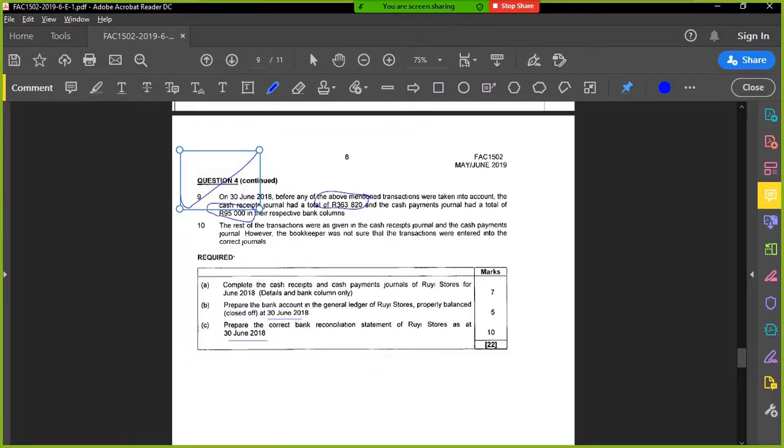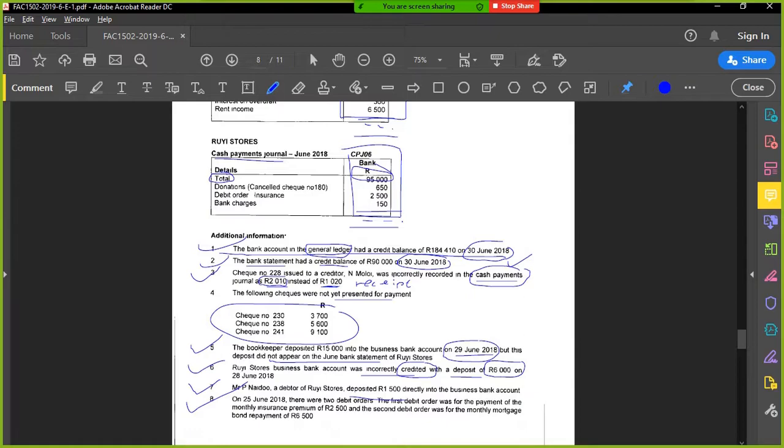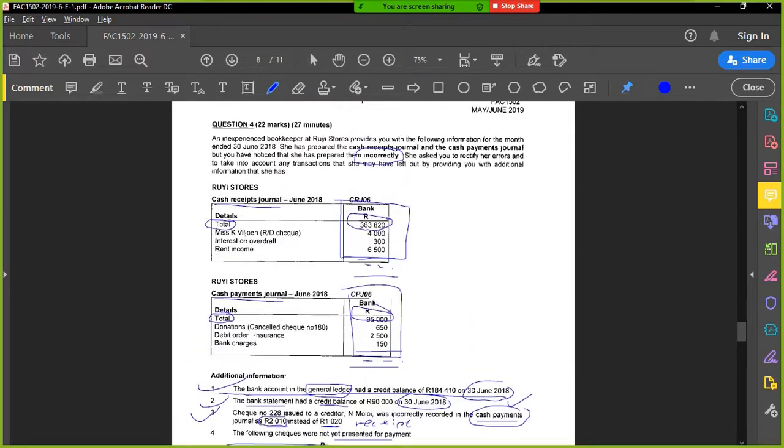The rest of the transactions were as given in the cash receipts journal and cash payments journal. However, the bookkeeper was not sure that the transactions were entered into the correct journals. Okay, so that means go and look at the top to see what they've done. Right, so now we look at this. All right.